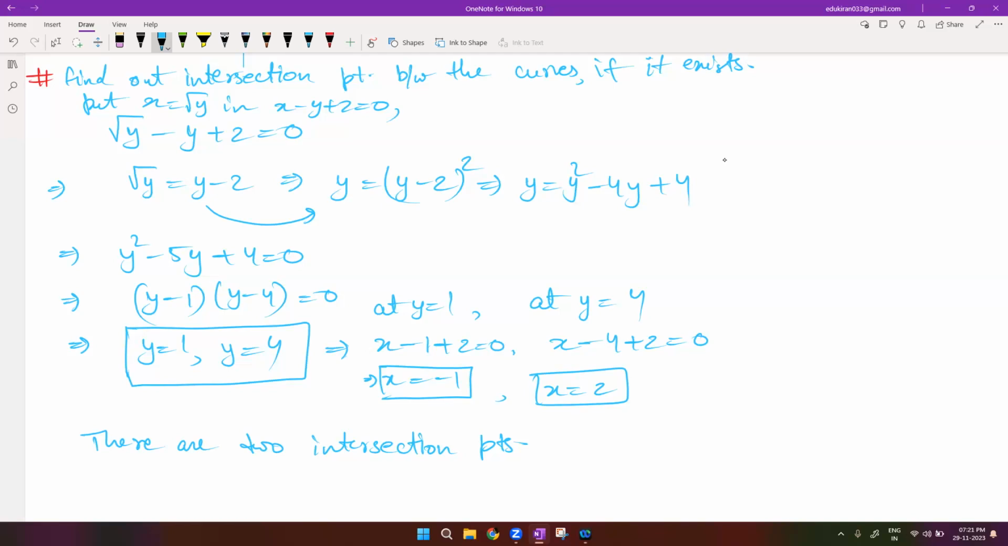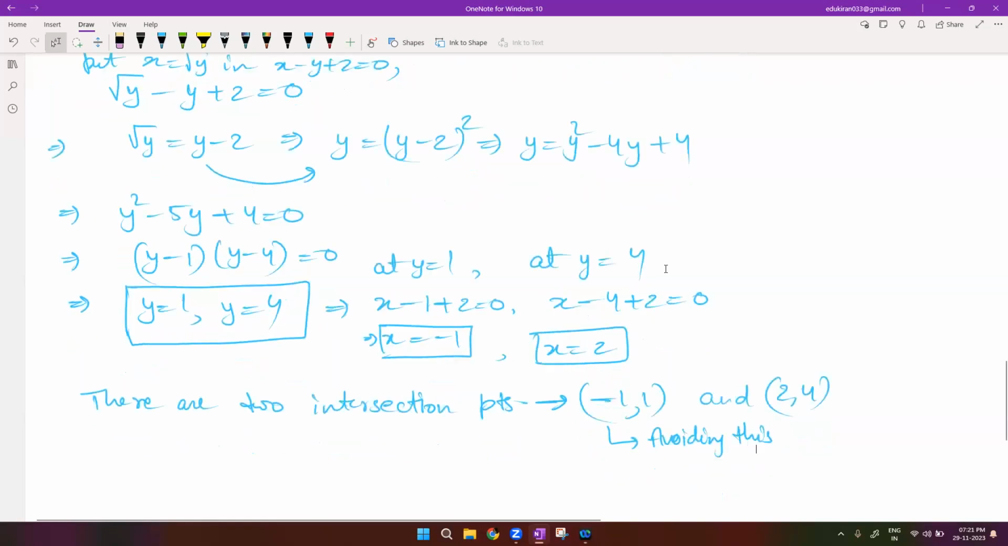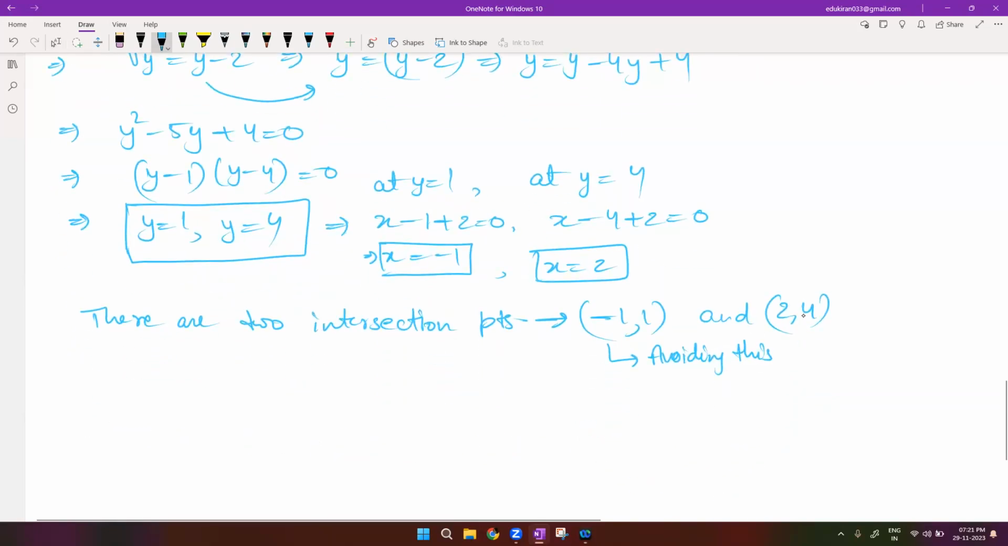And these intersection points, one is minus 1 comma 1 and another is 2 comma 4. We can easily see that point A is lying in the first quadrant, so point A must be 2 comma 4. So we are avoiding this because this is not on our curve. We will only have to take 2 comma 4. So A is your 2 comma 4.